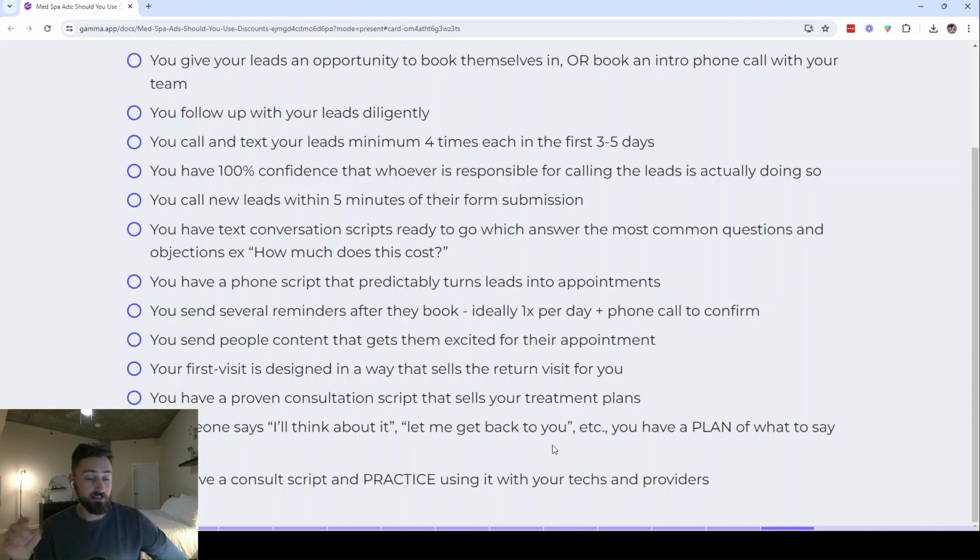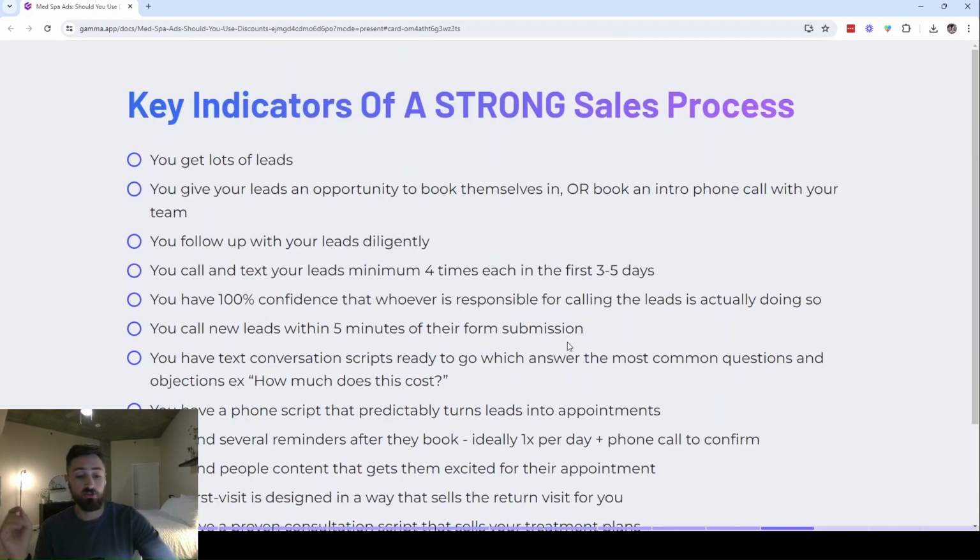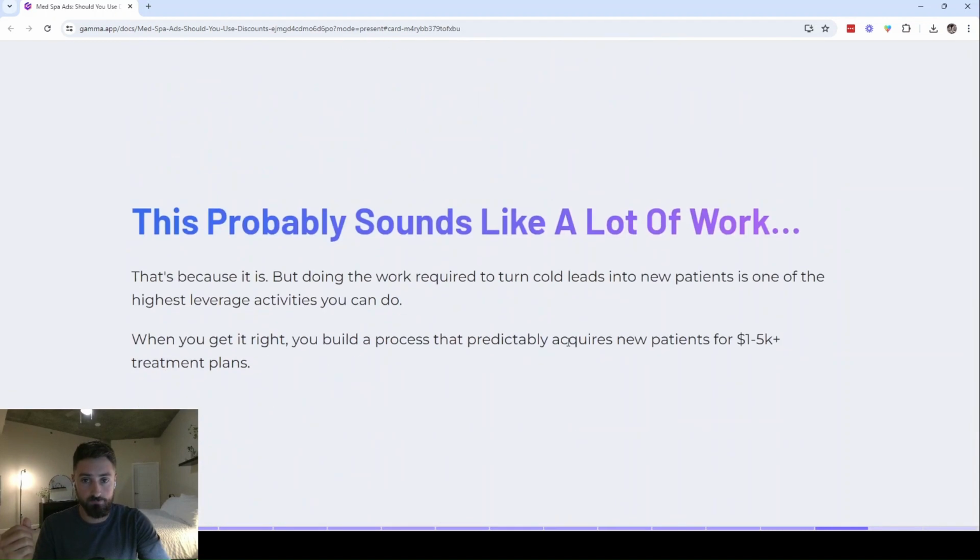And then if someone says, I'll think about it, let me get back to you, you have a plan of what to say next so that you can still convert that person into an appointment or into a treatment plan. And then you also have a consult script and you practice using it with your techs and your provider. So you don't just give a script and say, good luck with this. You actually practice using it, right? And again, this isn't an all-inclusive list. This is just a handful of things here. But these are some key indicators of what a strong sales process does look like.